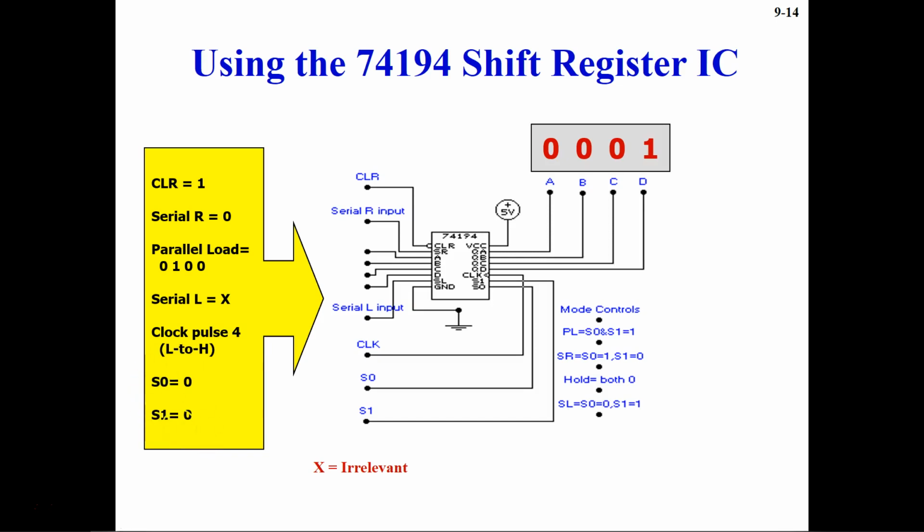So when both are zeros, then what will happen? That mode of operation will change. In that case, the mode of operation is going to be hold. So you see here, it is going to hold when both are 0. When both are 0, whatever output you have, it is going to hold that value.